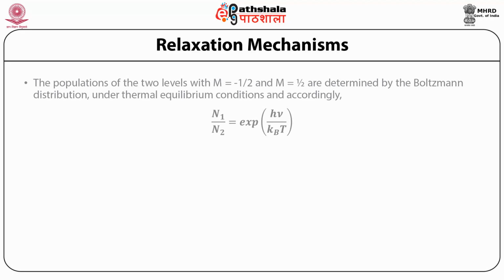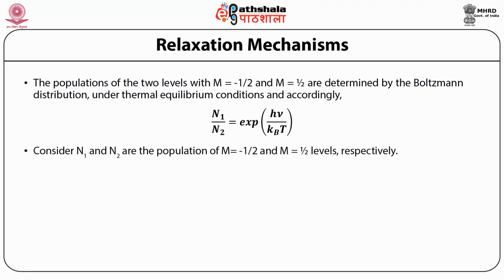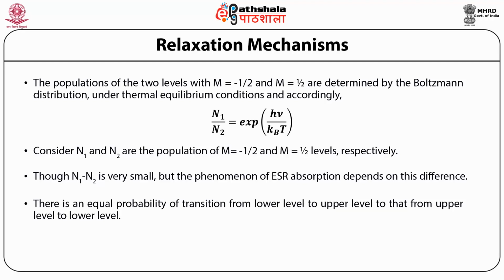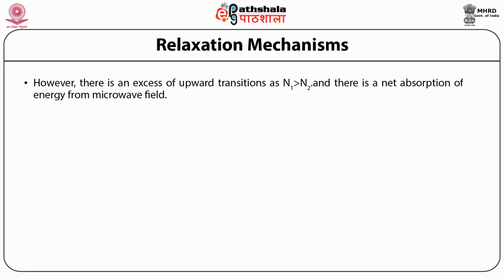Relaxation mechanisms. The populations of the two levels with m equal to minus 1/2 and m equal to 1/2 are determined by the Boltzmann distribution under thermal equilibrium conditions, and accordingly n1/n2 is equal to exponential hν upon kBT. Considering n1 and n2 are the populations of m equal to minus 1/2 and m equal to 1/2 levels respectively, though n1 minus n2 is very small, the phenomenon of ESR absorption depends on this difference. There is an equal probability of transition from lower level to upper level as from upper level to lower level. However, there is an excess of upward transitions as n1 is greater than n2, and there is a net absorption of energy from the microwave field.